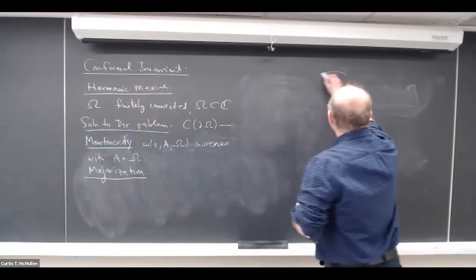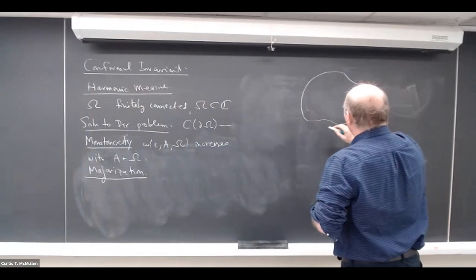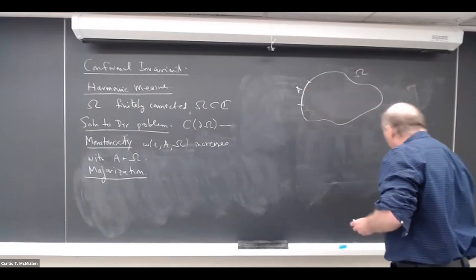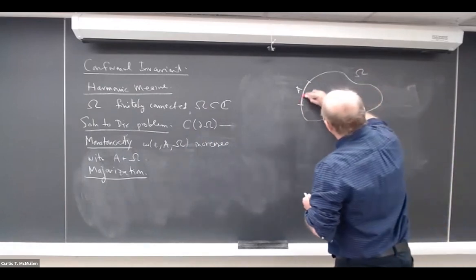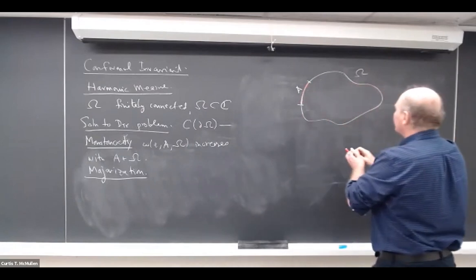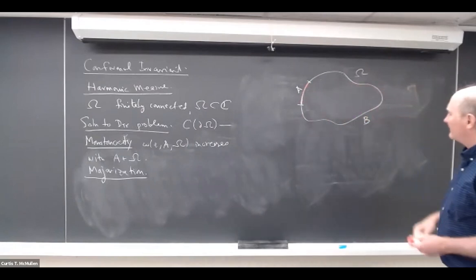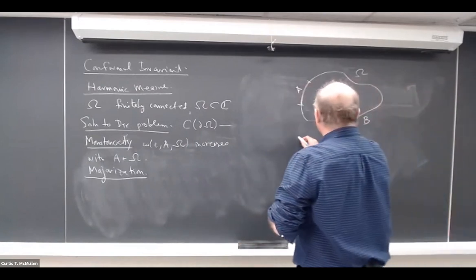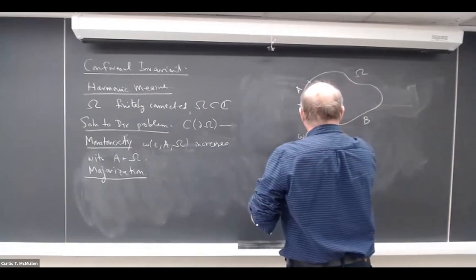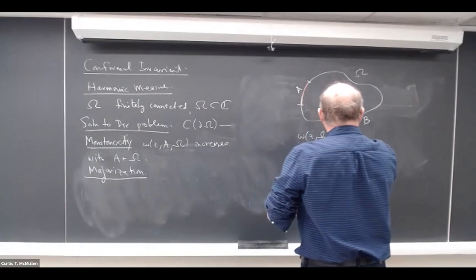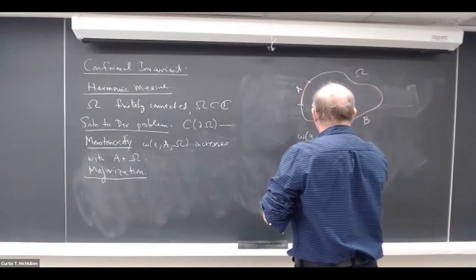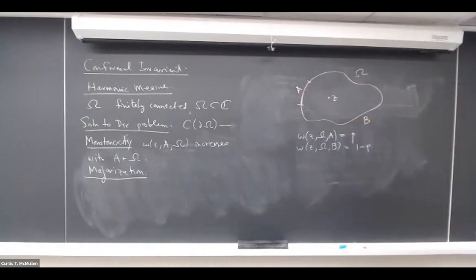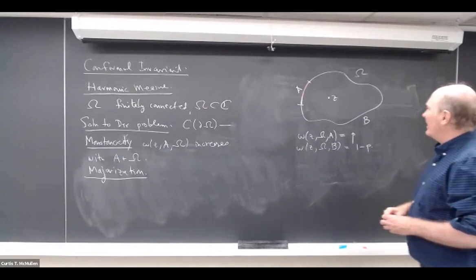And for this, I like to think of it in terms of having partitioned the boundary of omega into 2 pieces. So we have a piece A, and then we have the rest of the boundary, which I'll call B. Of course, the harmonic measure of the 2 of them put together sums up to 1. So let's set the harmonic measure at Z in omega of A equal to P, and then the harmonic measure of the rest will be equal to 1 minus P. And of course, P is between 0 and 1.